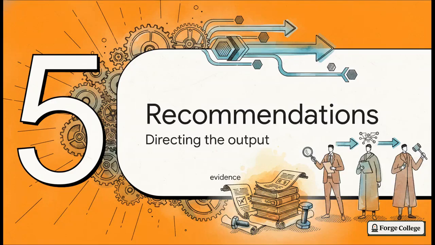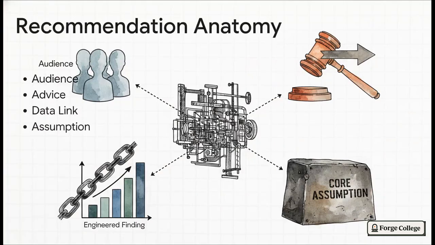Section 5. Building actionable recommendations, directing the machine's outputs. Recommendations are the directional output of our entire machine. You need to tell your audience, whether they're protocol designers or policymakers, exactly what they should do next. And every solid recommendation shares this specific anatomy. You identify the target audience, state the explicit recommendation, link directly back to a specific finding, and document your core assumption. Let's be real, if you recommend massive block sizes but forget to mention you're assuming node operators have infinite hard drive space, you don't have a recommendation, you just have a wish.